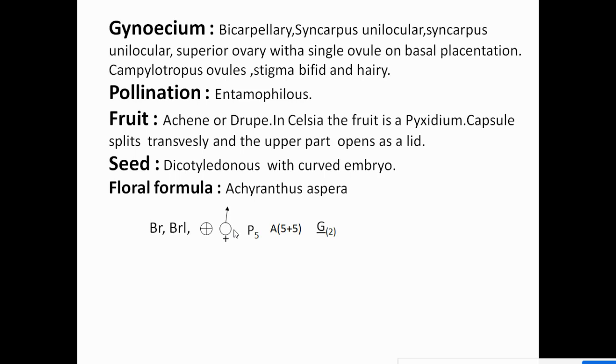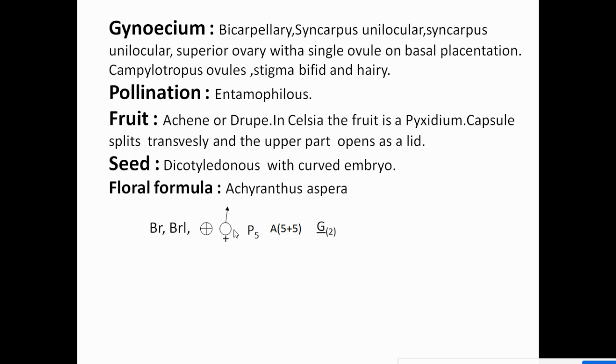The flower is hypogynous, the ovary is superior, and the placentation is basal. The ovules are all campylotropous, with a curved embryo. So the family itself is characterized by a curved embryo. That's why the campylotropous ovules give curved embryos. The stigma is bifid and looks hairy.